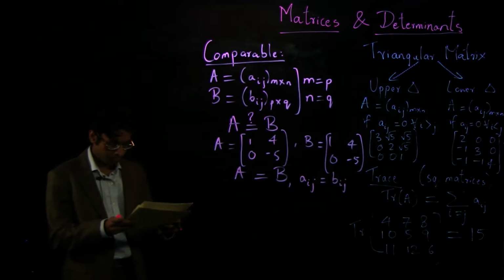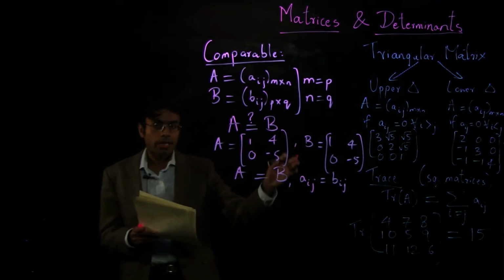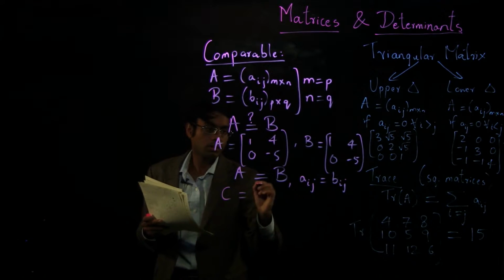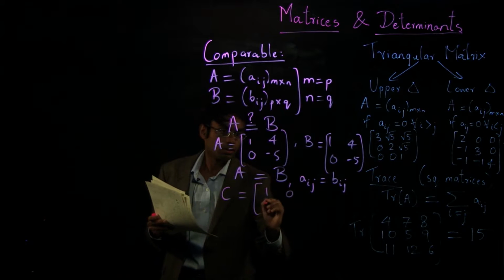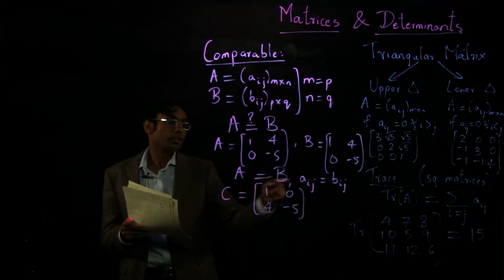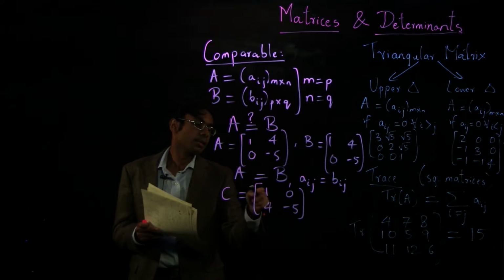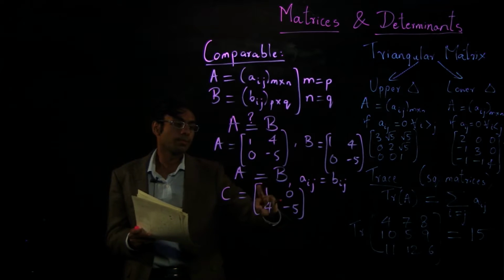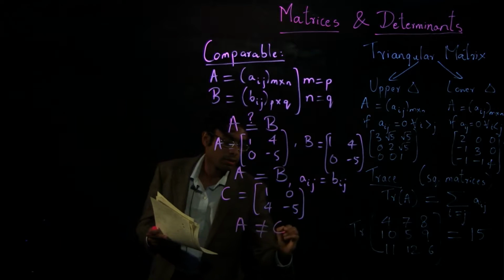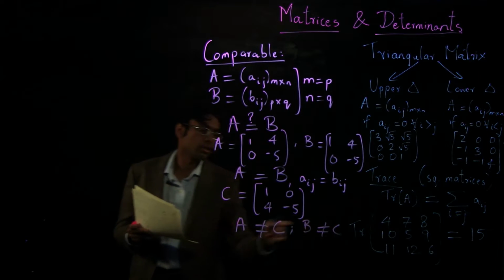Now here is where the order in which you write the elements becomes important. If you have a third matrix, C equals 1, 0, 4, minus 5, then doing an element by element comparison, you will see that although the diagonal elements are the same, the non-diagonal elements are flipped, so they're different. So A not equals C and B also not equals C, even though A equals B.